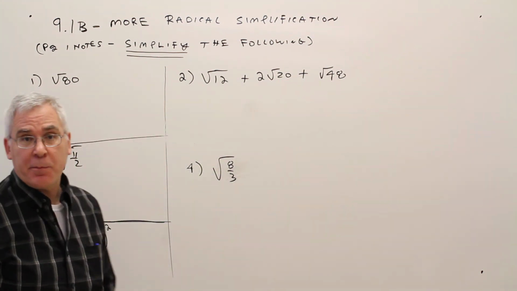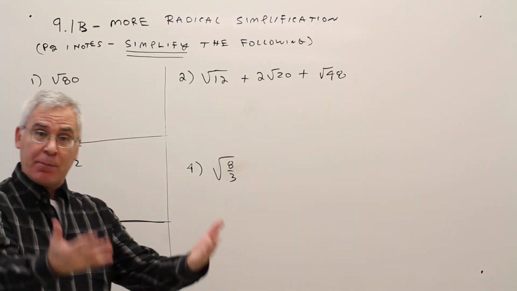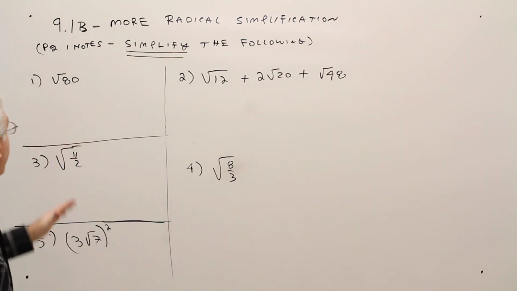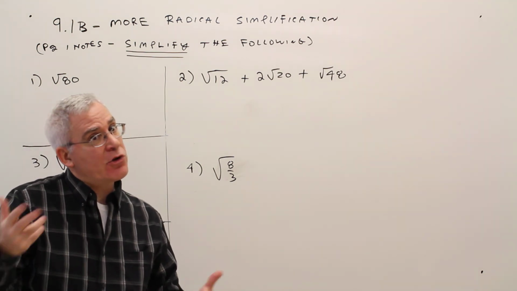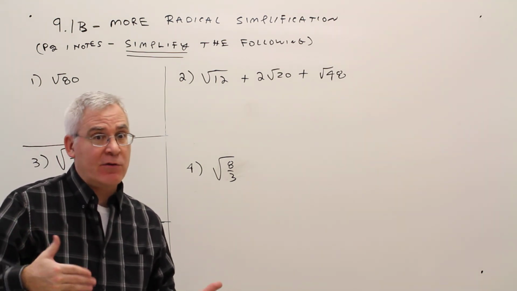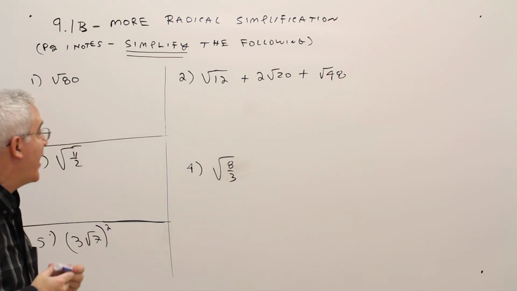Welcome to video 9.1b, more radical simplification. Again, now I'm on page 1 of the notes. We're a little bit out of order here. All right, so I got 5 examples. You could probably try these on your own and check to see if you got them right. So I suggest you pause the video, work them out, see if you got them correct. I'll work them through right now.